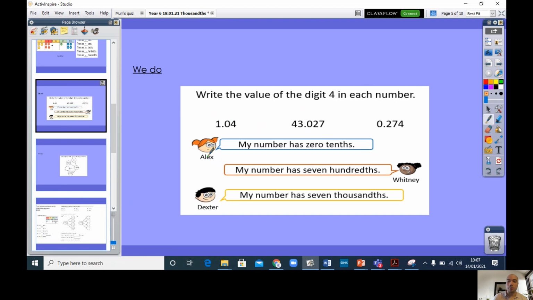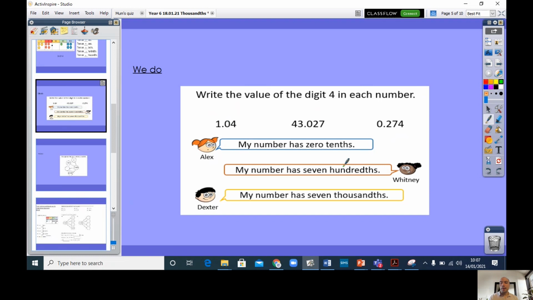Okay, excellent. So you should have matched each name to a number above. So let's look at this statement from Alex. My number has 0 tenths. If you would like to pause the video at any time to have a go, that is absolutely fine. So which numbers have 0 tenths? Let's have a look here. This number has 0 tenths and this number has 0 tenths. So I can't make a decision just off Alex.